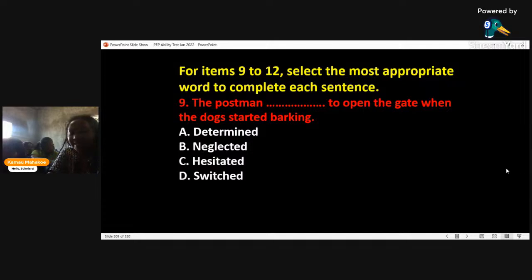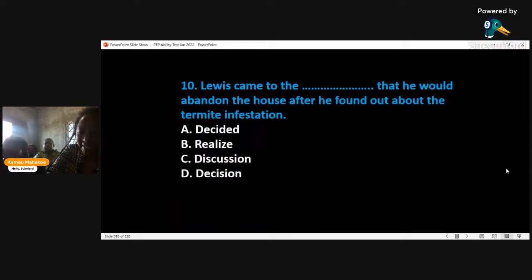The postman that to open the gate when the dog started barking. Hesitated. Would you hesitate to open the gate? Oh, no. Oh, hold on. But it didn't say to open to go in or to come out. Oh, I think it's to go in. No, I think it would be hesitated because he's going in to give them the letter, right? Then the dog starts chasing.